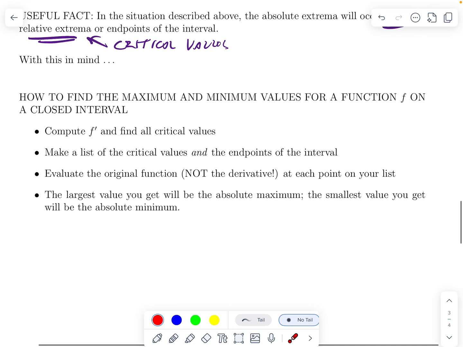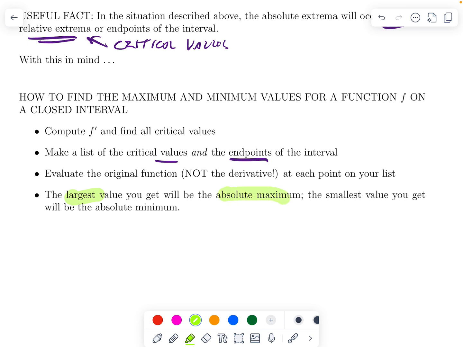So here's how we can find maximum minimum values. We'll compute f prime and find all the critical values. We'll make a list of all the critical values and the endpoints of the interval. And then we'll just evaluate the original function at each point on the list. We will look at all those values. Whichever one is largest gives us the absolute maximum, and whichever one is smallest gives us the absolute minimum.